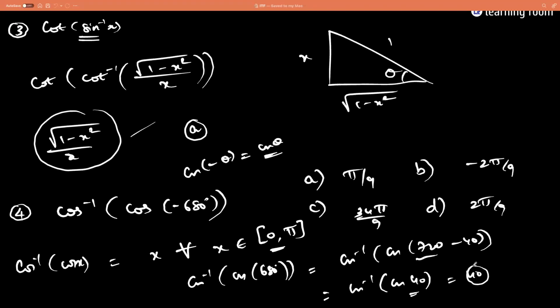Two pi by 9. 2 pi by 9 is the answer. I'm also checking it here. 2 pi by 9 is the answer. Is everyone clear with this?